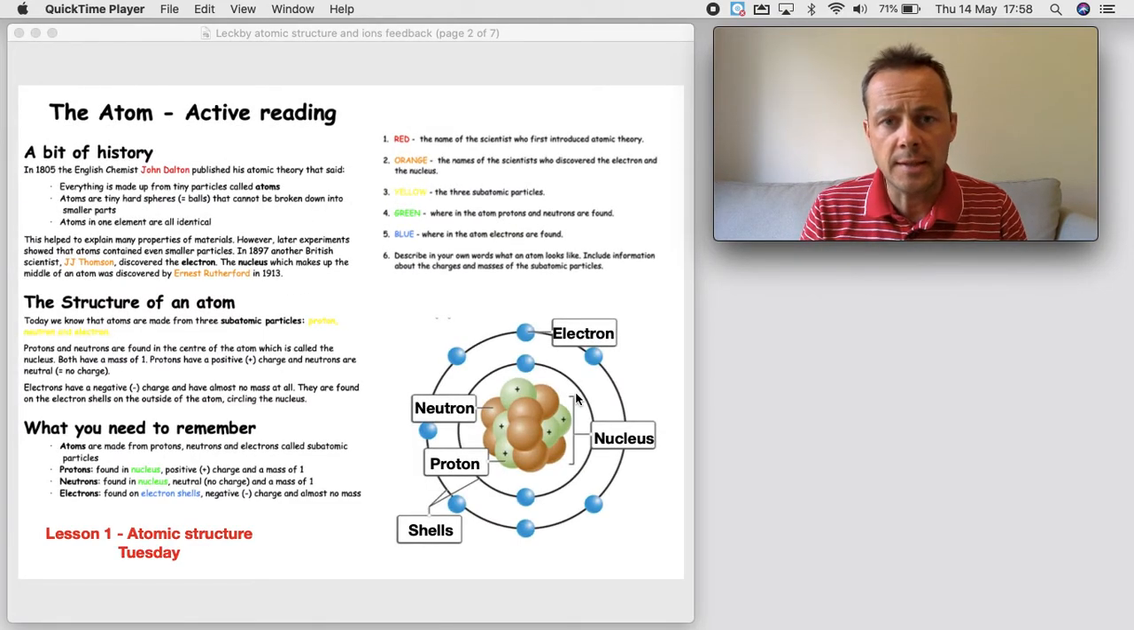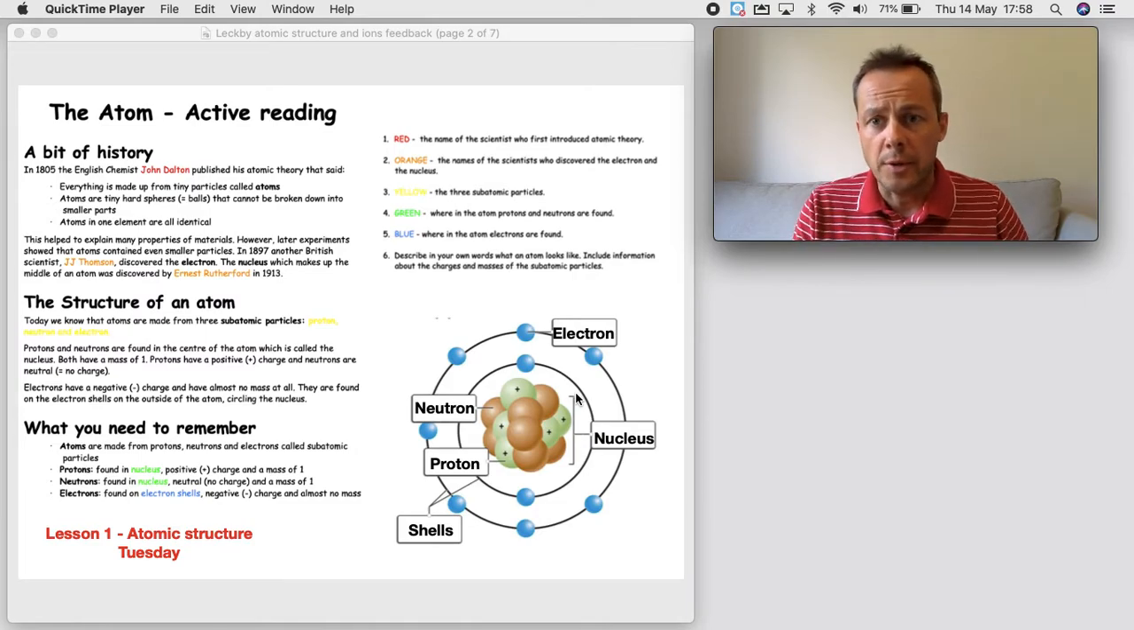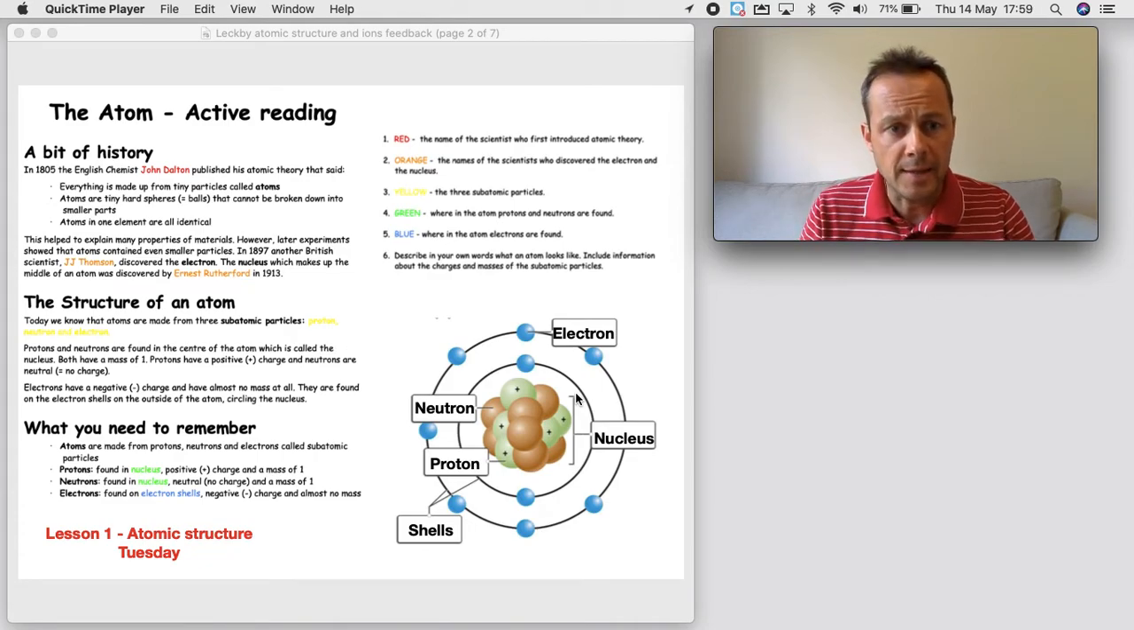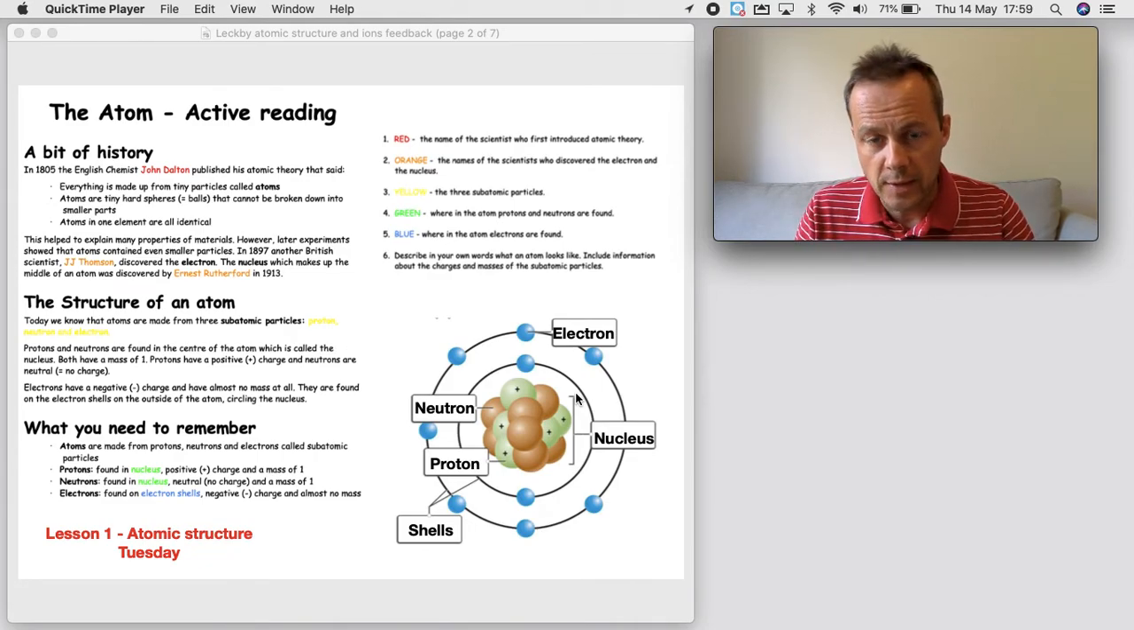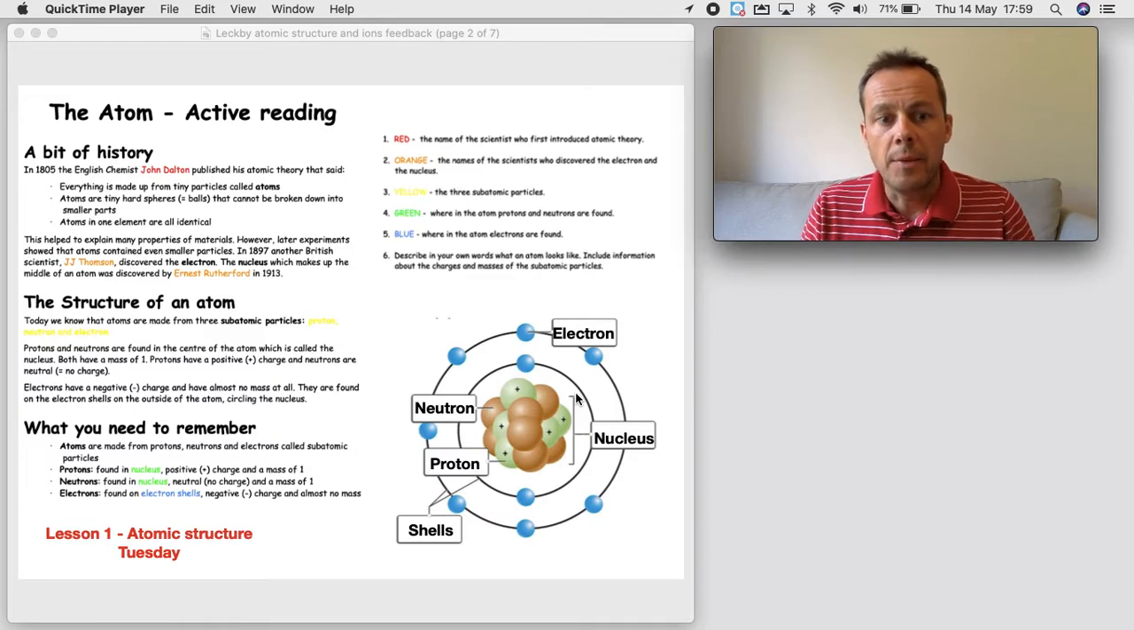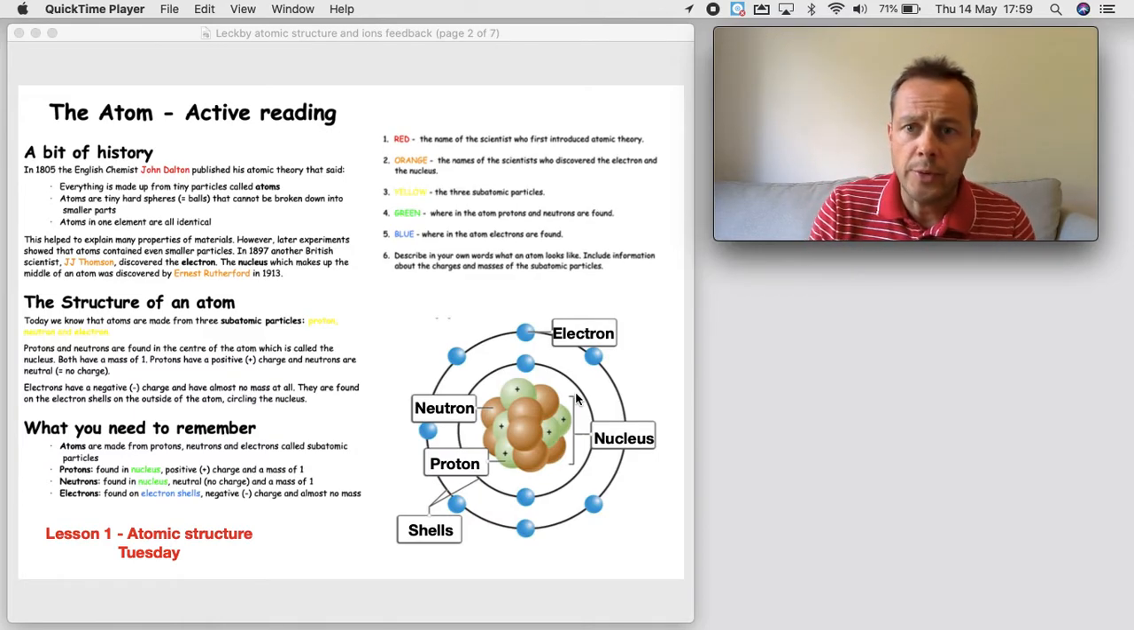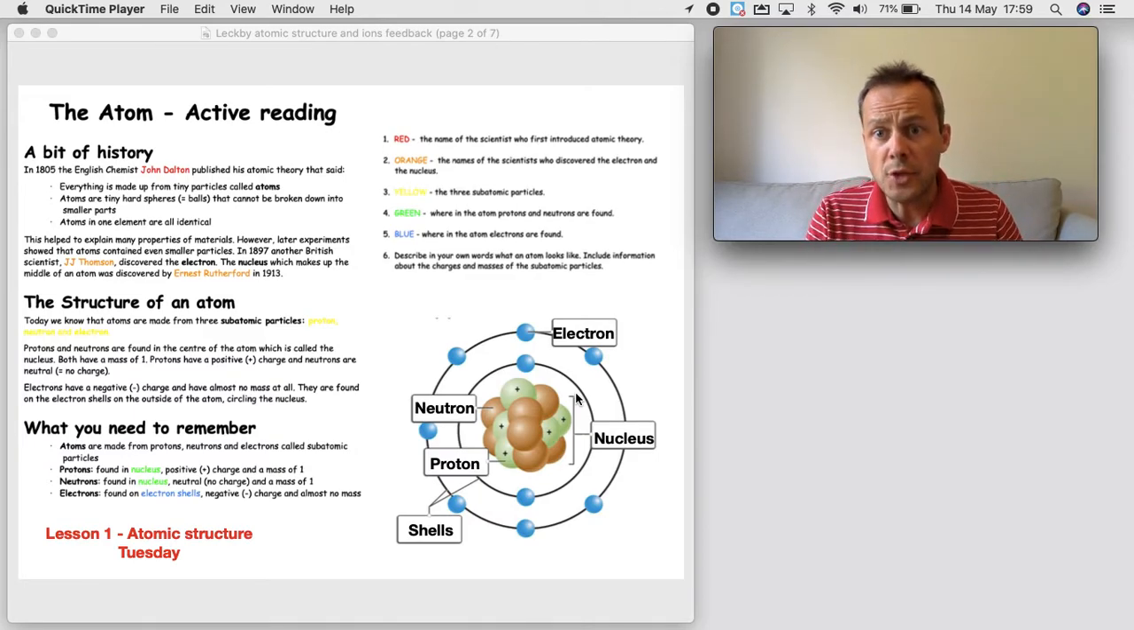The first thing was the active reading task. The point of that was we've done all of this stuff before. You know about the development of the model of the atom, and you know about the structure of the atom. So it's just checking for that without having to do too much writing. So you went through and you highlighted. If you do want to double check yours, I'll make sure that this document is attached to tomorrow's assignment, so you have a copy of it there to check.